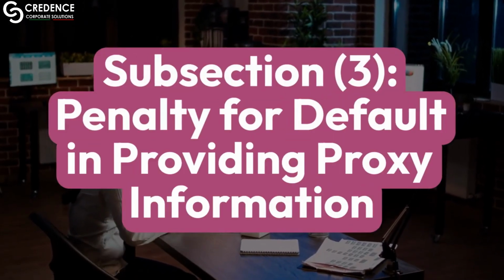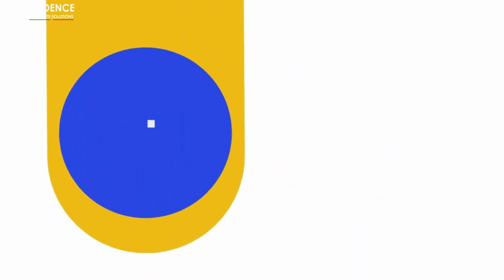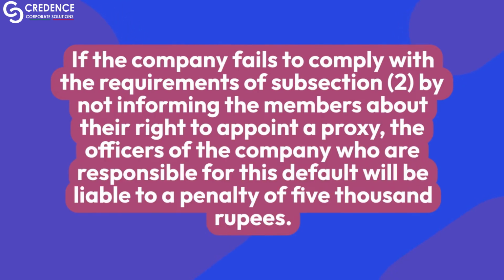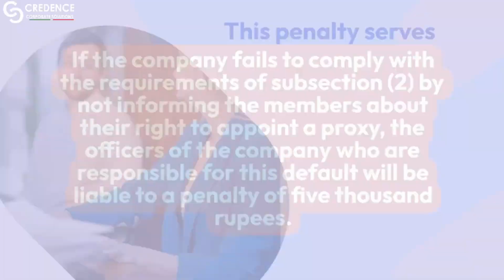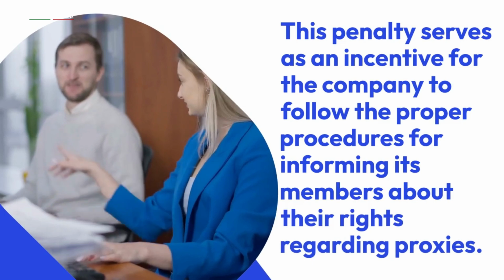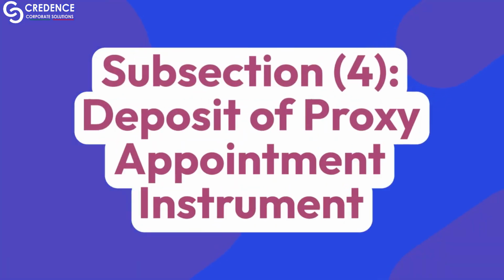Subsection 3. Penalty for default in providing proxy information. 1. Penalty for non-compliance. If the company fails to comply with the requirements of subsection 2, by not informing the members about their right to appoint a proxy, the officers of the company who are responsible for this default will be liable to a penalty of 5,000 rupees. This penalty serves as an incentive for the company to follow the proper procedures for informing its members about their rights regarding proxies.